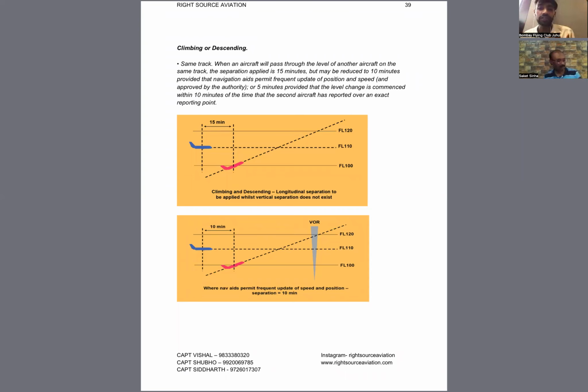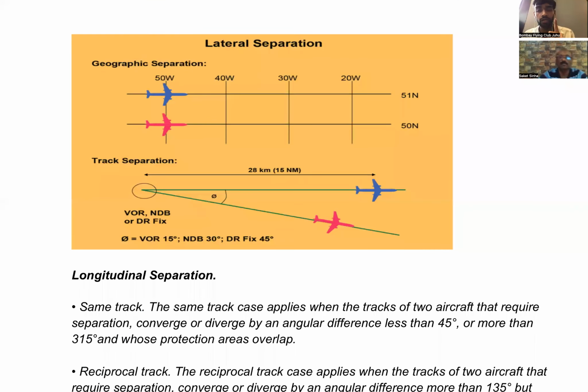The horizontal traffic separation is divided into two parts: the lateral and the longitudinal. Lateral means left and right aircraft. How is traffic separation provided for left and right aircraft? According to this diagram, lateral separation is only given when the aircraft is 15 nautical miles from the common meeting point. If they are using a VOR as navigation equipment, then it's 15 degrees. If they are using NDB, then 30 degrees. And if it's a dead reckoning fix, visually, then it's 45 degrees. Okay.